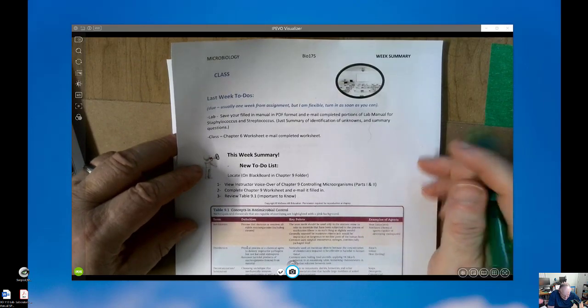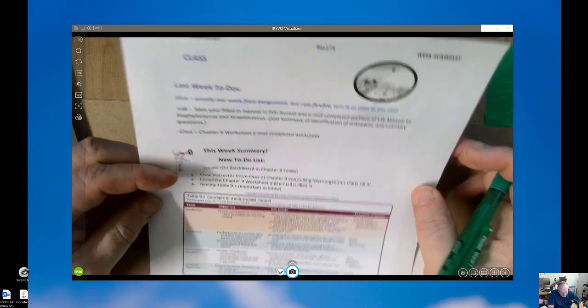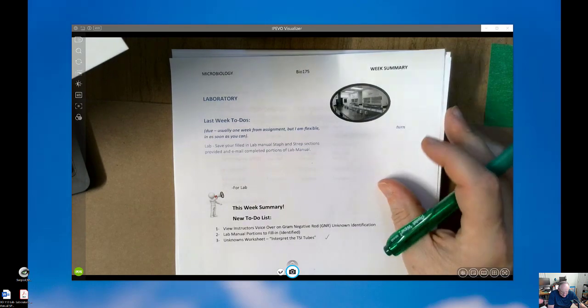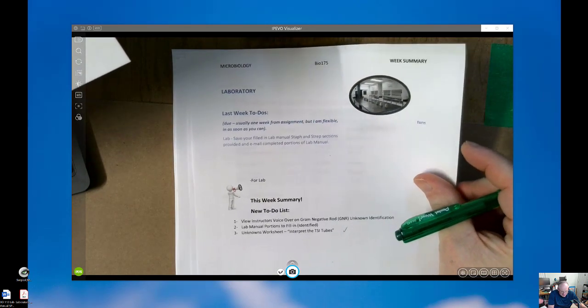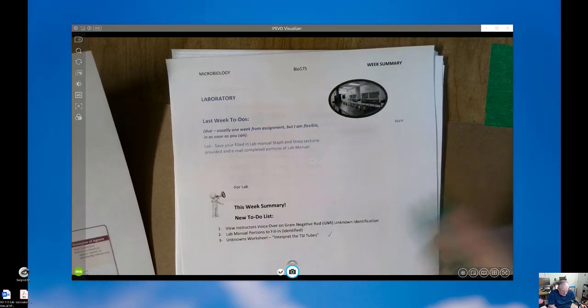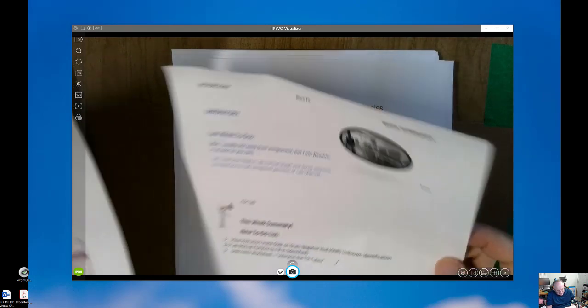I've updated it so you can download. I got the headers right and added the unknown worksheet, which is interpreting the TSI tubes, which I'll go over. Pretty much straightforward. Doing the lab manual and the portions in it, I'll go over that now.